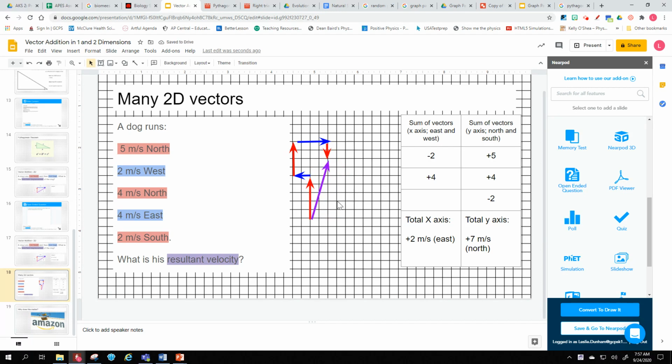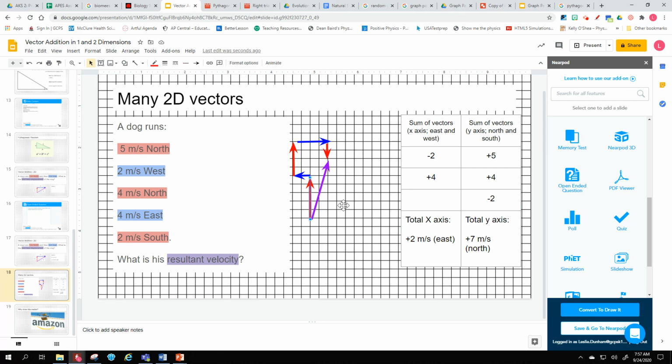Okay, now we know that to find this resultant, we're going to need to use the Pythagorean theorem. Well, that's a little bit tricky to do when we've got all of these different vectors going all over the place. But because we simplified them here, now I can just create a triangle using the total speed I had in the x-axis and the total speed I had in the y-axis. So that will look something like this.